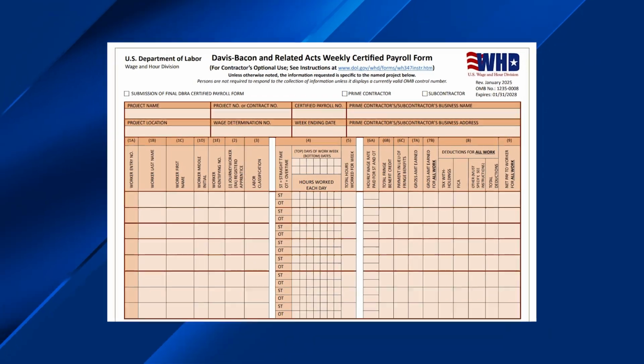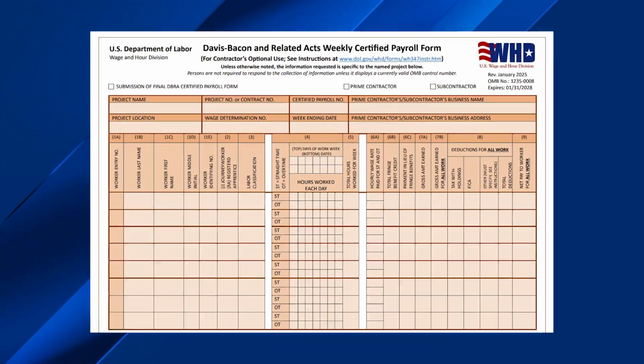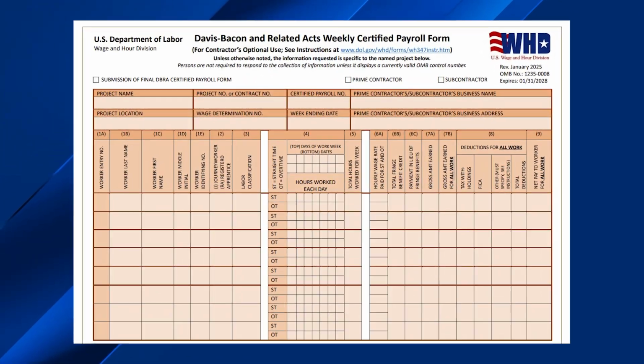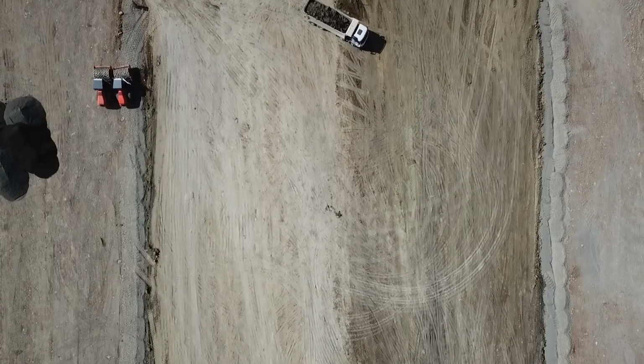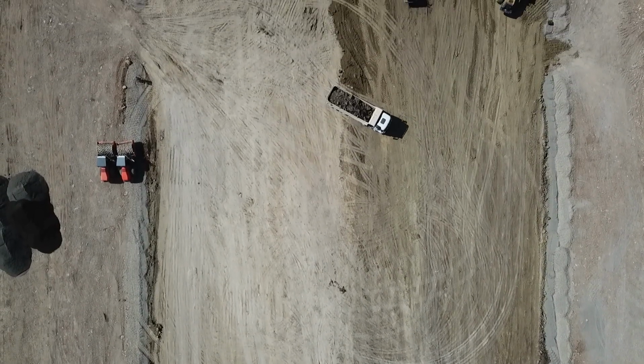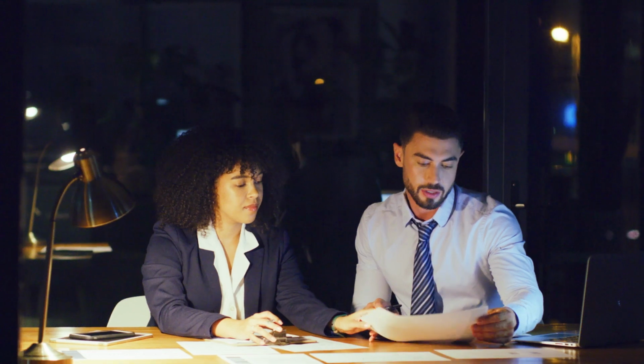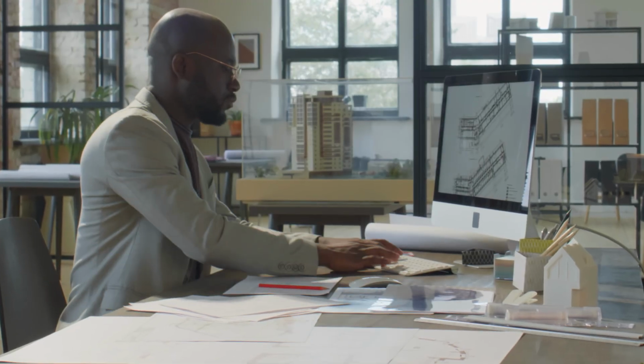The WH-347 form is a weekly certified payroll report template for contractors to use on projects subject to the Davis-Bacon and related acts. While the use of the form itself by contractors is optional, it contains information that is required to be maintained under the Davis-Bacon Act, and its use can ease the payroll process.